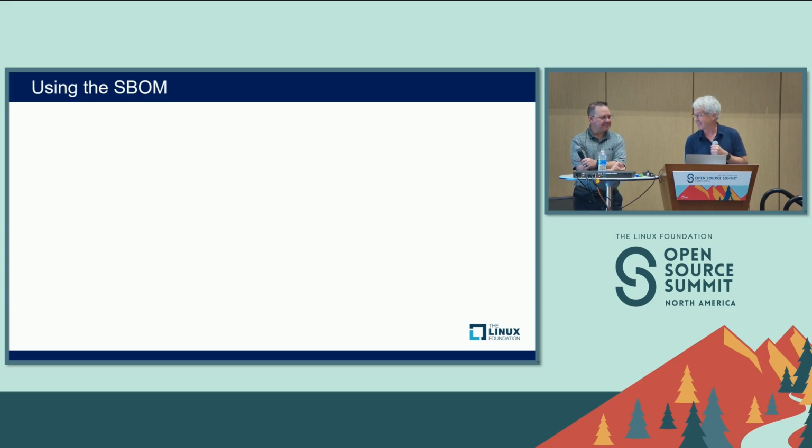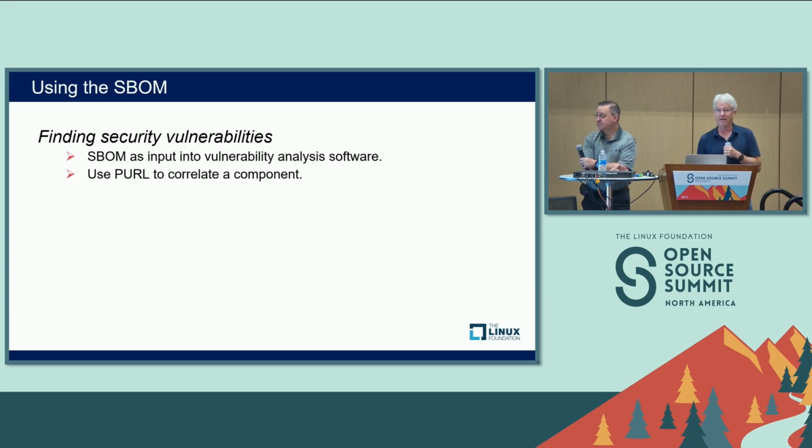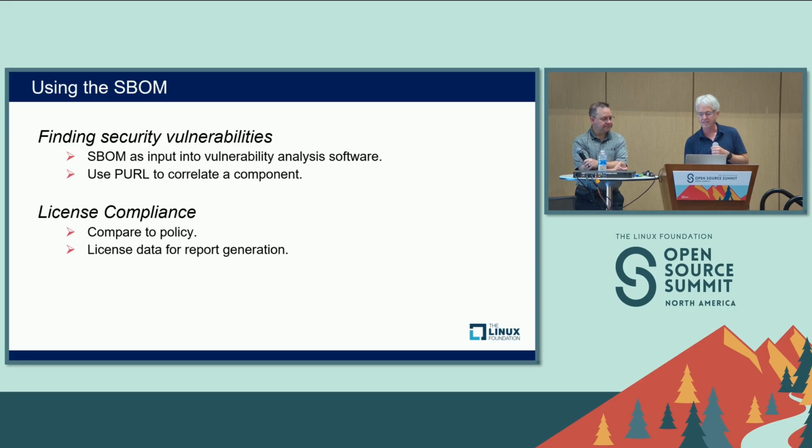My favorite place. Okay, so what can you do with these SBOMs? Once you get them, one of the things is finding security vulnerabilities. We use package URLs as the primary key in terms of the identifiers, and you can use that to correlate them, and also for license compliance.